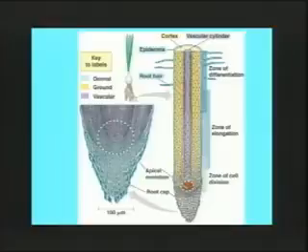And then the zone of elongation extends a bit into the zone of differentiation, where we have different cell types becoming differentiated from one another. And you can see root hairs forming in that zone of differentiation. Those are basically extensions of epidermal cells that increase the surface area of those cells and enhance water uptake.